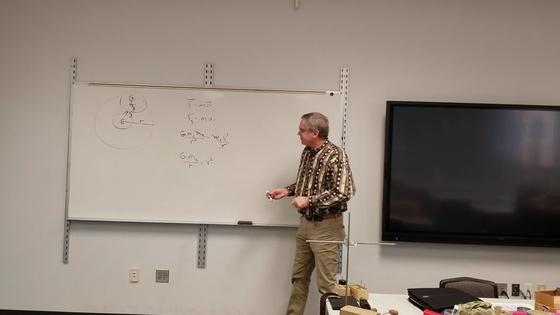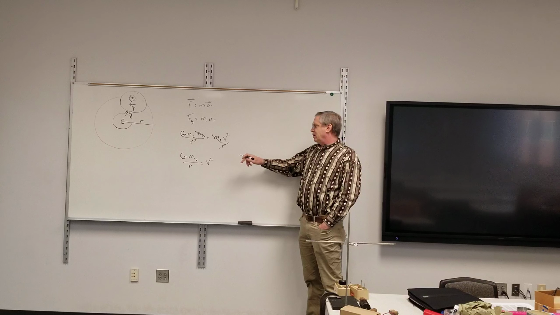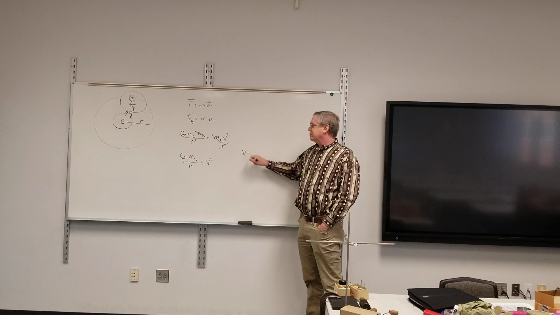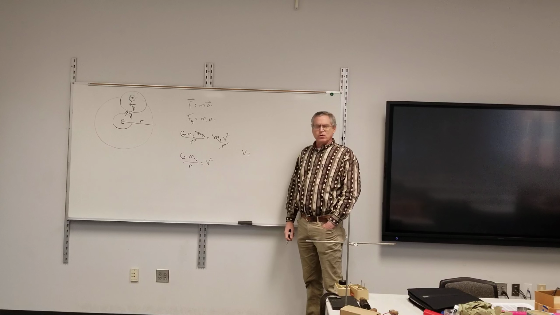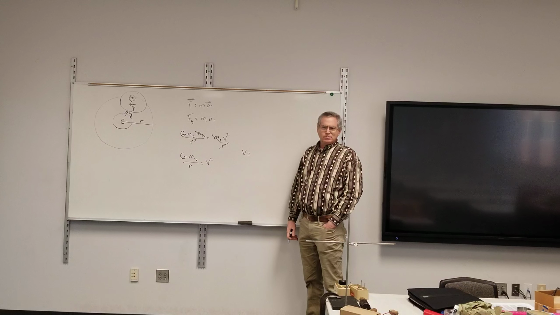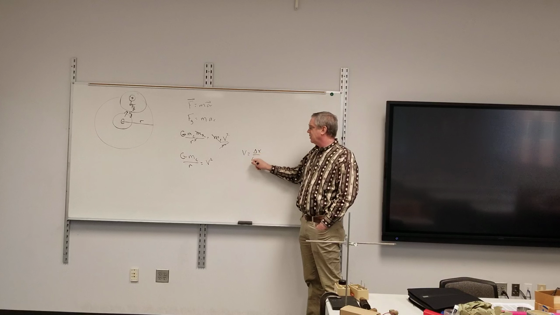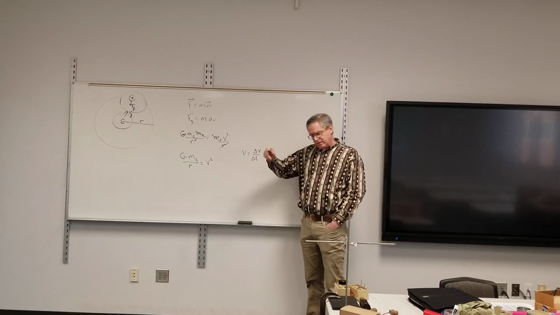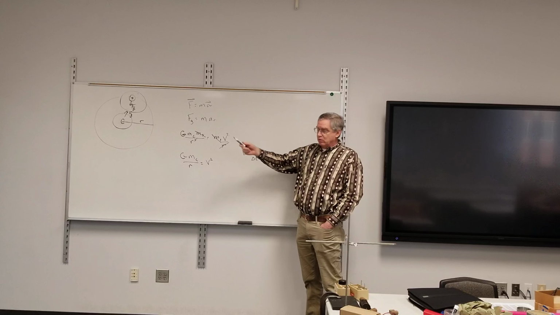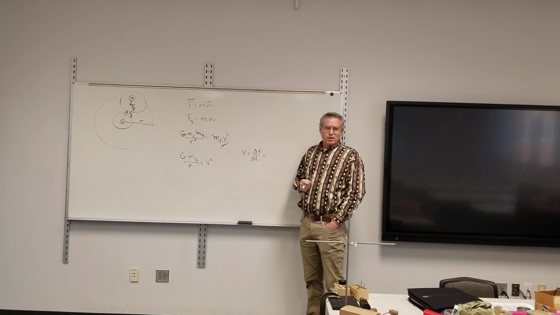All right, so if I know how long it takes to go around, what's the formula for the speed? Distance over time. Yeah. So in a circular orbit, what would the distance be? For something traveling in a circle.